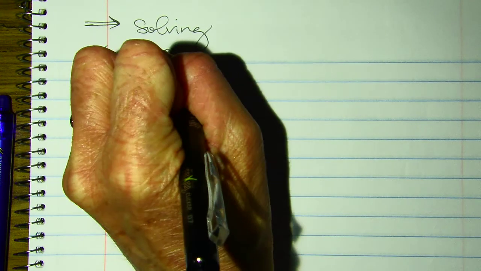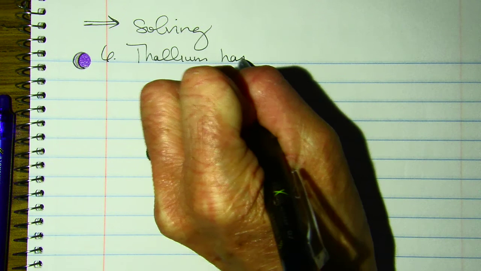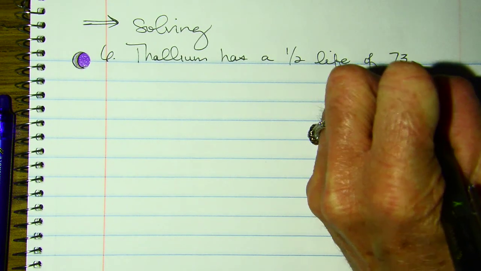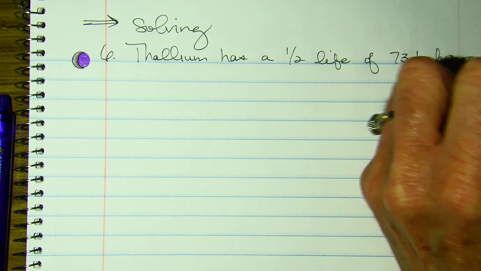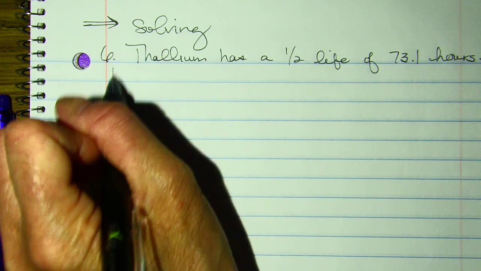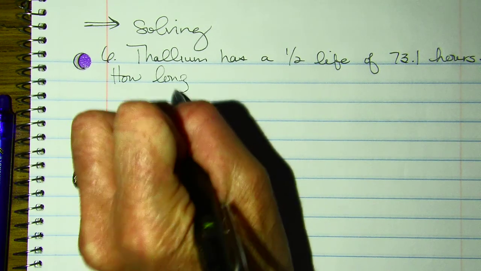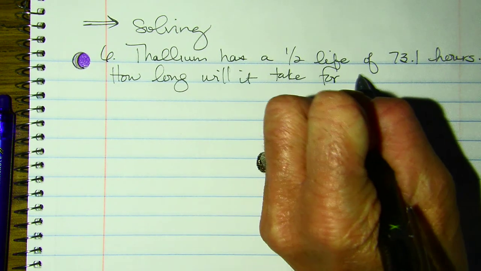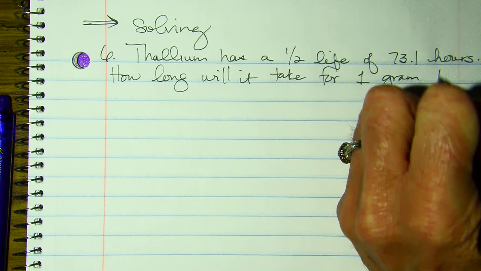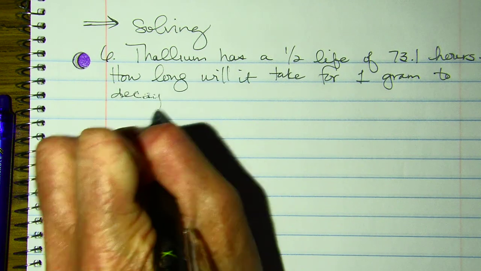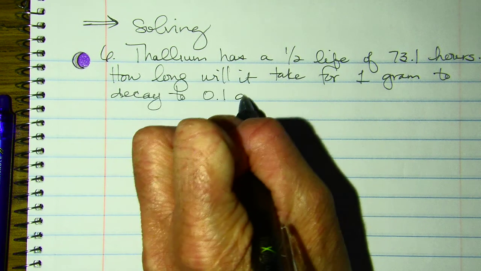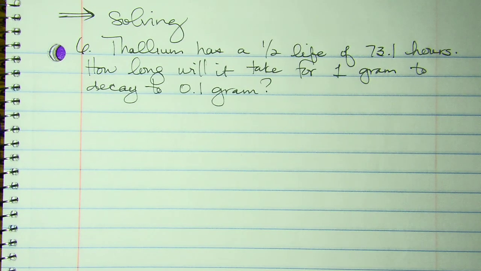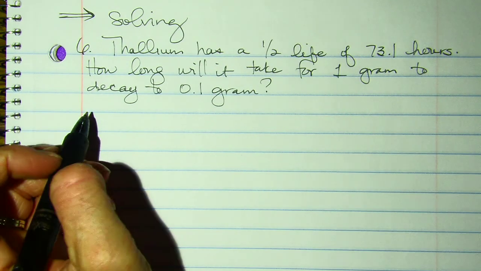If thallium has a half-life of 73.1 hours, how long will it take for 1 gram to decay to 0.1 gram? All right, so first things first, I'm going to use the following formula.